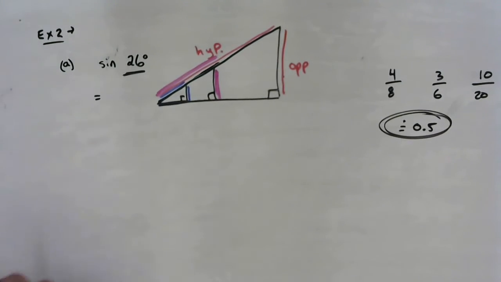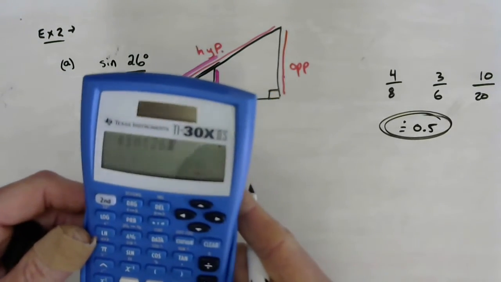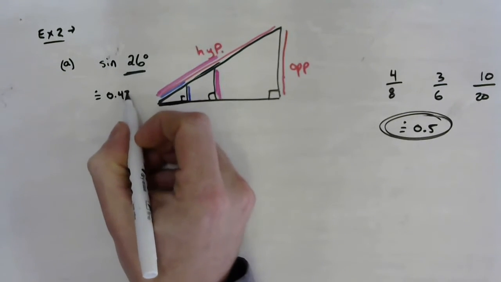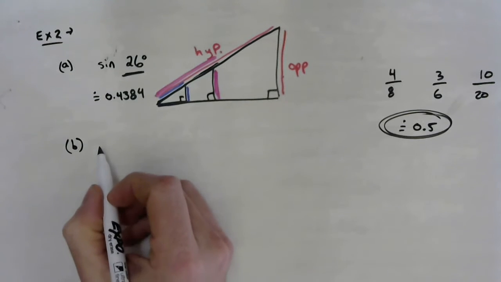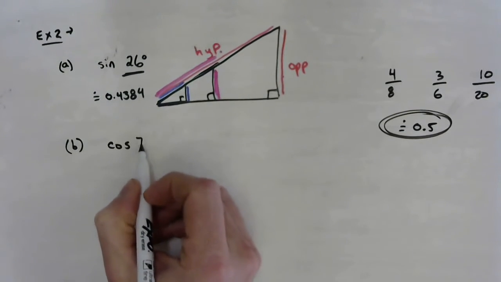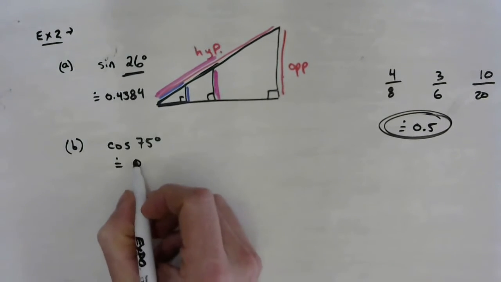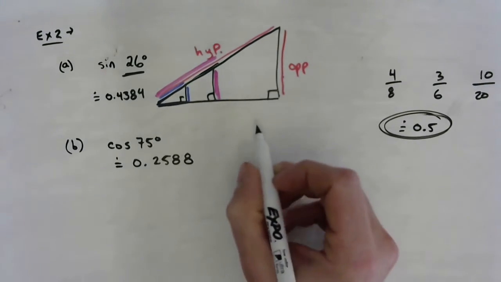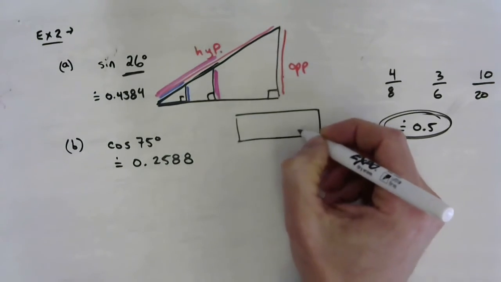So, sine 26, all I have to do is punch it in my calculator. Sine button, 26, enter. Keep 4 decimal places. It's approximately 0.4384. Make sure you're rounding properly on that last digit that you type. B, same thing. You're going to take the cosine of 75 degrees, punch it in your calculator, round to 4 decimal places. You're going to have 0.2588.